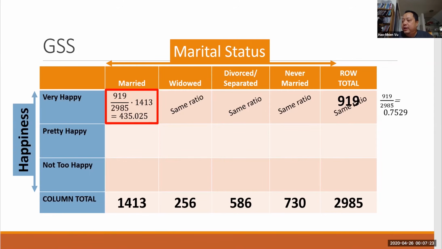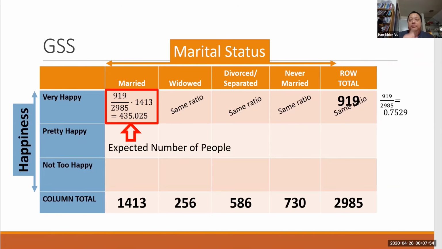So 919 over 2,985 times 1413 equals 435.025. That is the expected number of people who are in the very happy and married box, if we assume marital status doesn't affect happiness. And we get that number by using ratios.